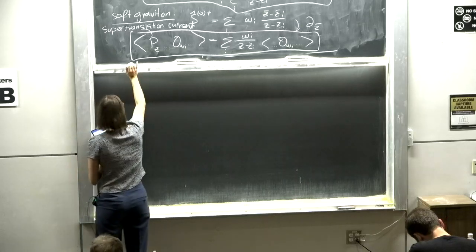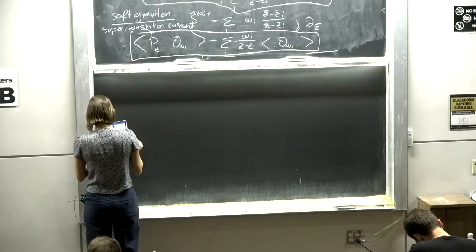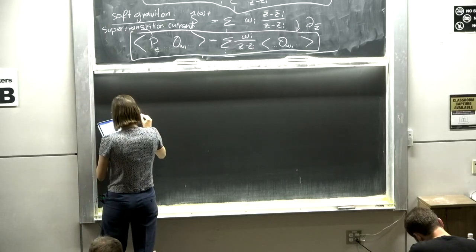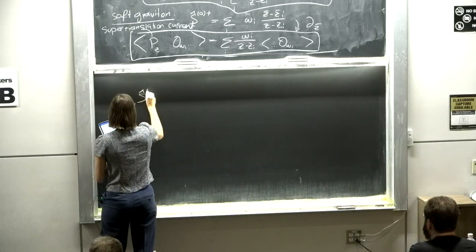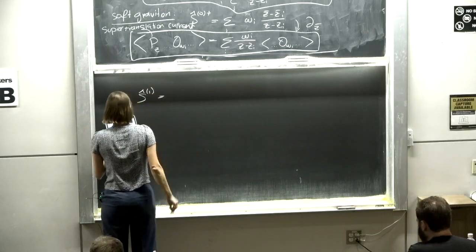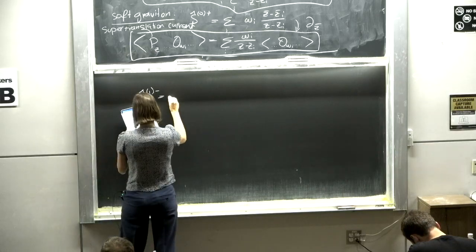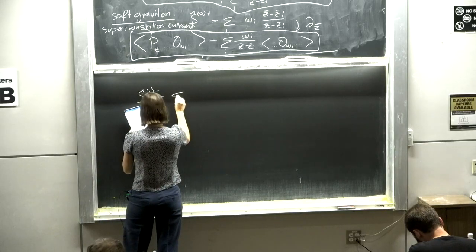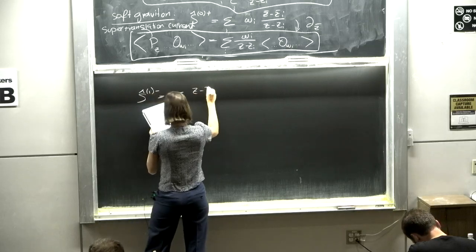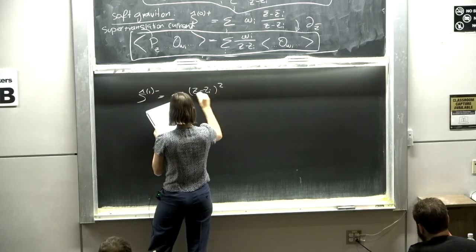And then finally, let's talk about the subleading soft graviton, where the soft factor is S hat 1. Now let me take a negative polarization for the soft graviton. So this becomes something that doesn't look like anything at all.